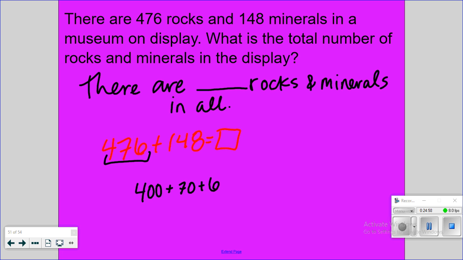What about 148? How would I put 148 in expanded form? Go for it, Harper. 100 plus 40 plus 8. Let's add it together. 6 ones plus 8 ones equals how many ones? 6 ones plus 8 ones equals how many ones, Bella? 14 ones. Let me go ahead and write 14.